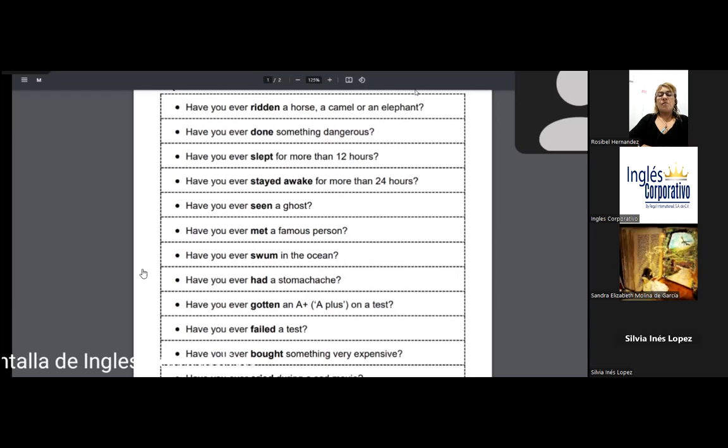¿Cómo se llama? La respuesta, ¿cómo sería? I have, en mi caso, I have ever danger practices sometime with a gun only one. O solamente, I have practiced shooting with a gun.